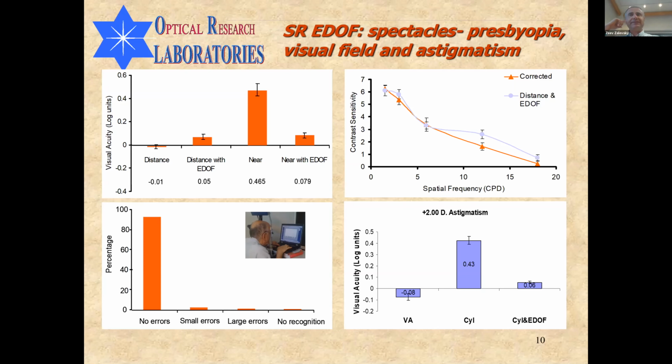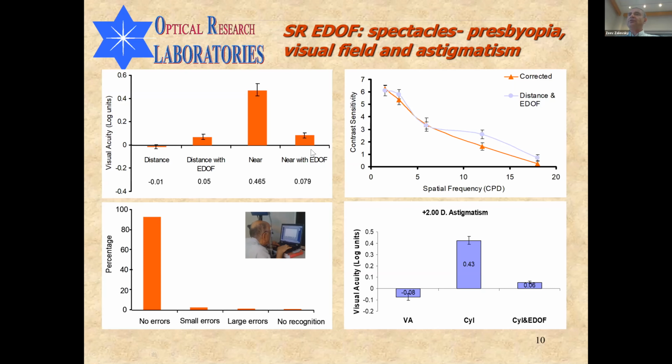Now we repeat the same experiment with the same people, but in this case we take the lenses and add the extended depth of focus scratches on top of them. We first give them the possibility to look at remote objects, and you see that they have 0.05 visual acuity, which means they lost some vision, but it is still more or less okay.